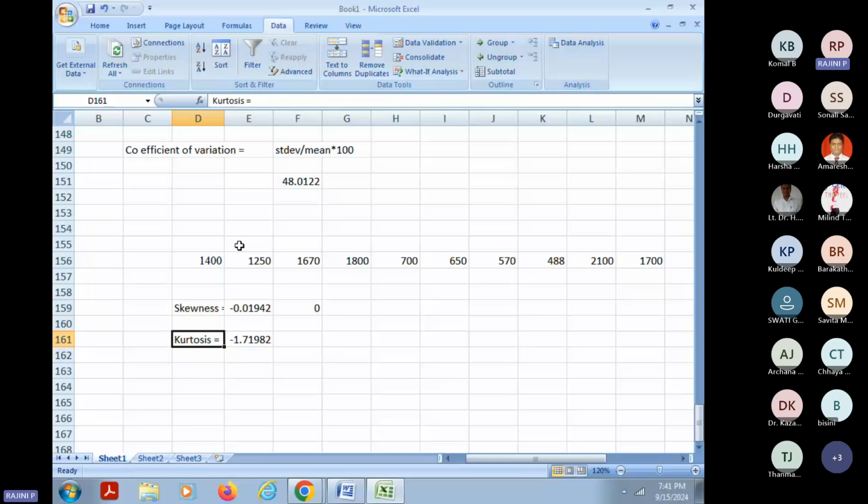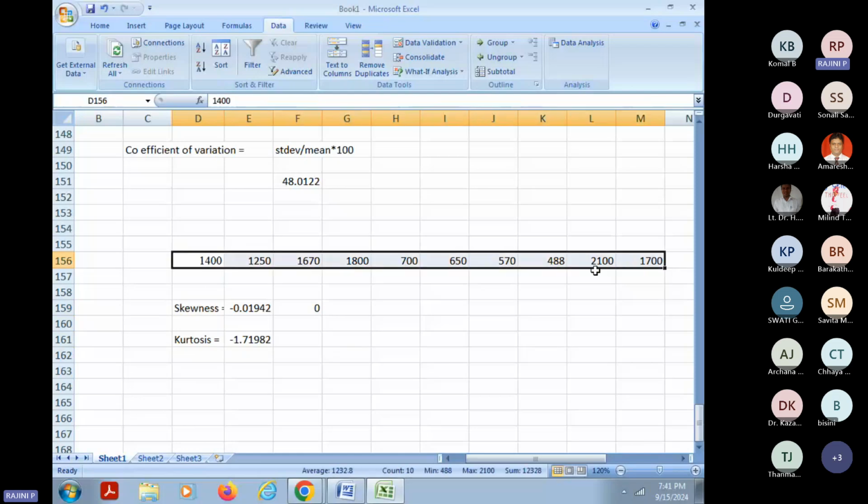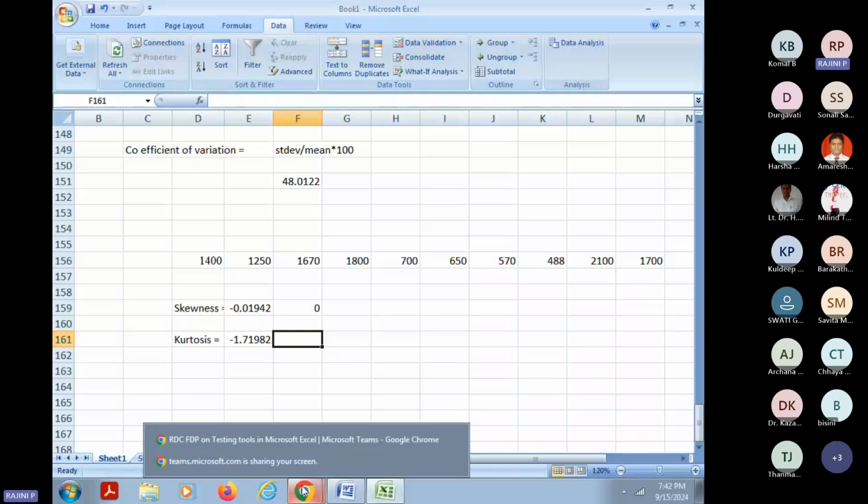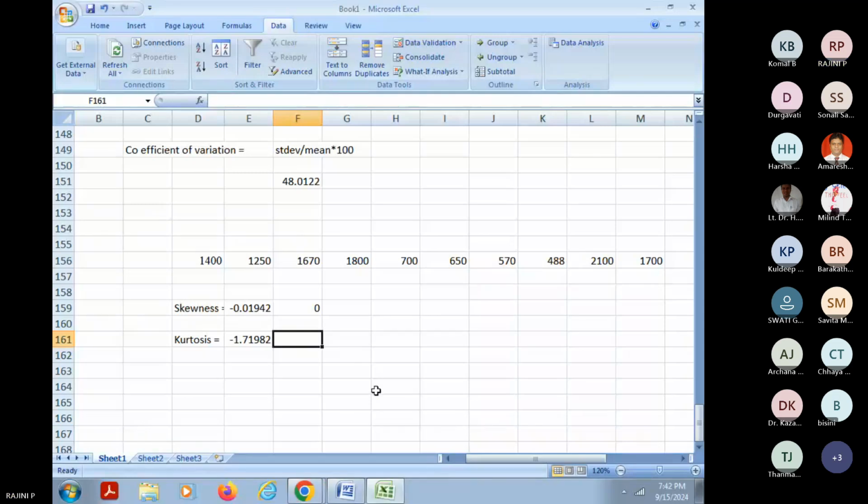So for this data, I can say that the data doesn't follow normality because there is no skewness, it is symmetric, but it is platykurtic. If it is mesokurtic, equal to 3 or approximately 3, then I can say that the data follows normality. Is it clear, ma'am? Can you please repeat it again?